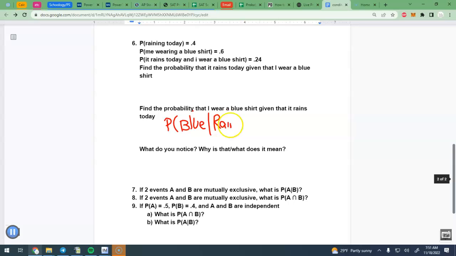given that it rains. So that would be the probability of, well, now it's not R and B anymore. It's BR. That's the same thing, I guess. Over the probability of rain. So the probability of both is 0.24. What's the probability of rain? 0.4. If I divide those, I get 0.6.